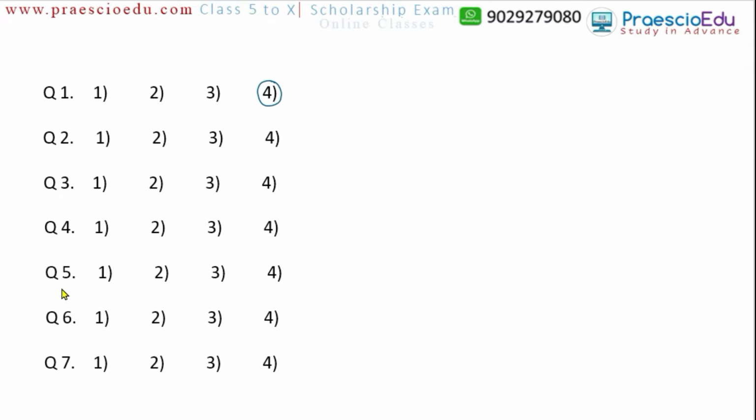Now question number 2: 29, 37, 57 and 61. In this one, 57 is not a prime number. It can be divisible by 3, because after 57, 60 is there, and 60 can be divided by 3. But 29, 37 and 61 are prime numbers. So option number 3, 57, is the different term.